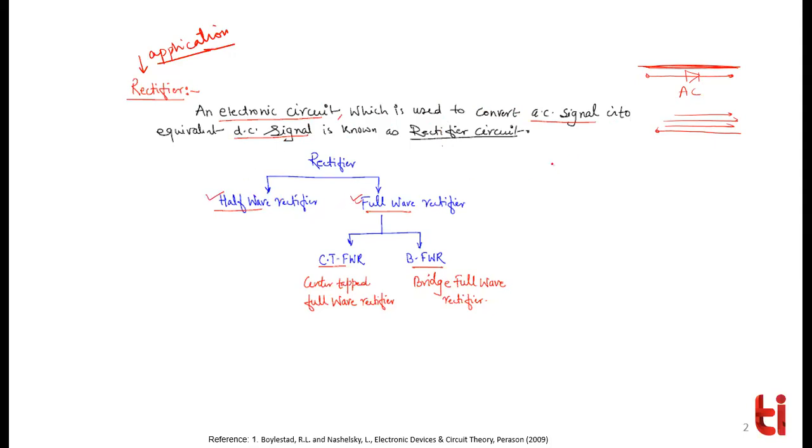Okay, half wave meaning, let's say you are giving an AC signal and it's converting into DC, but only in the half portion of the wave, either positive or negative. It is doing one and blocking the other. That is known as a half wave rectifier. Full wave rectification can be done in two different ways. One is the center tapped full wave rectifier, and the other is the bridge full wave rectifier.